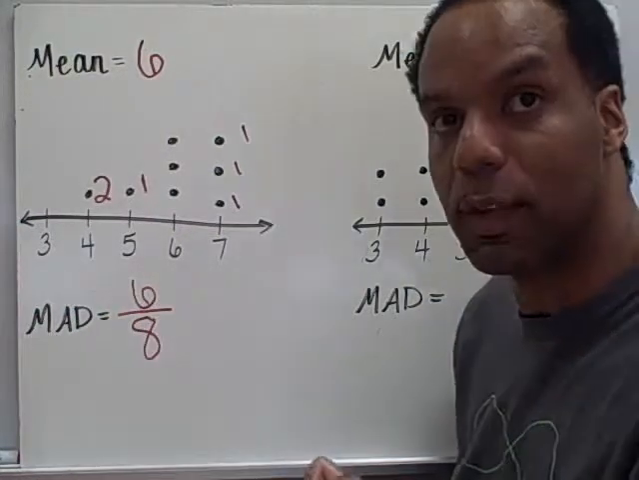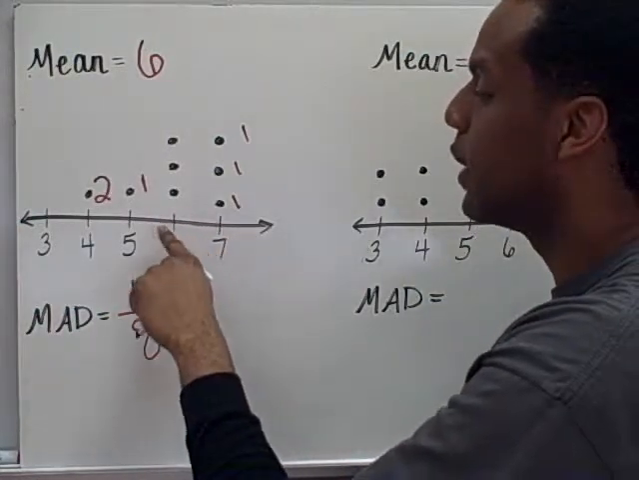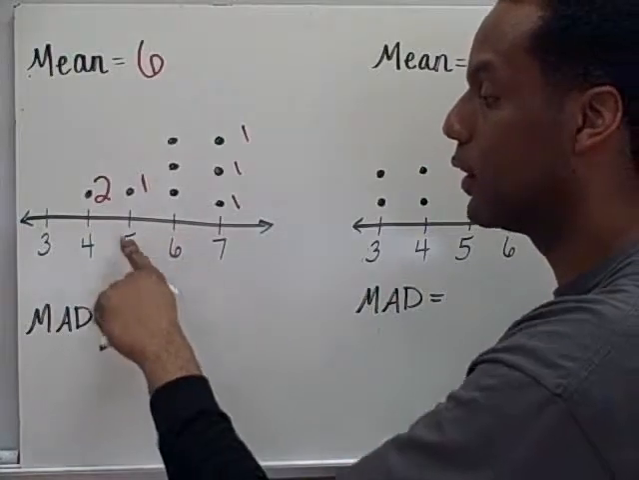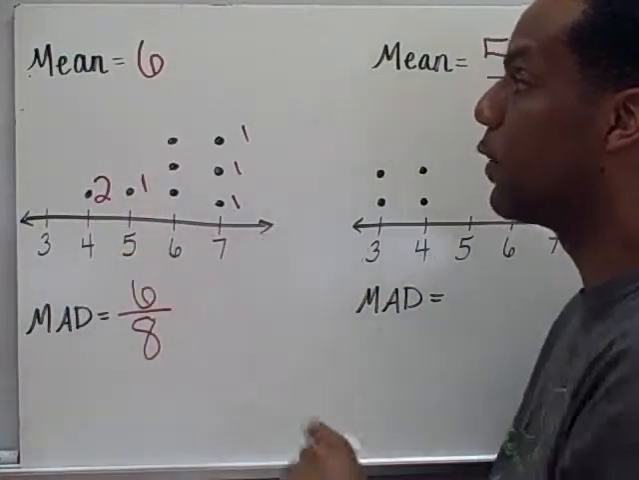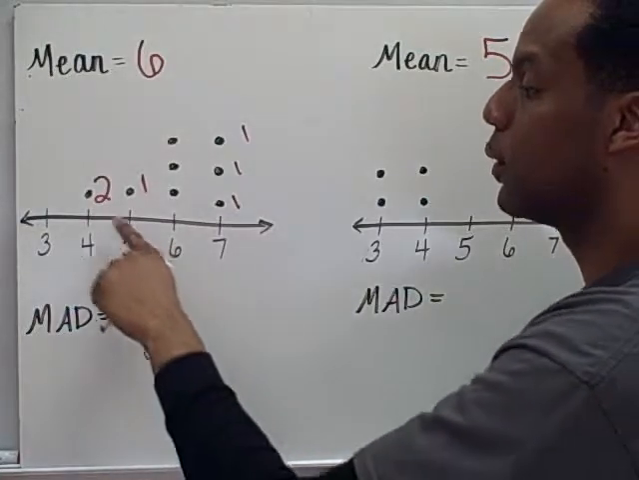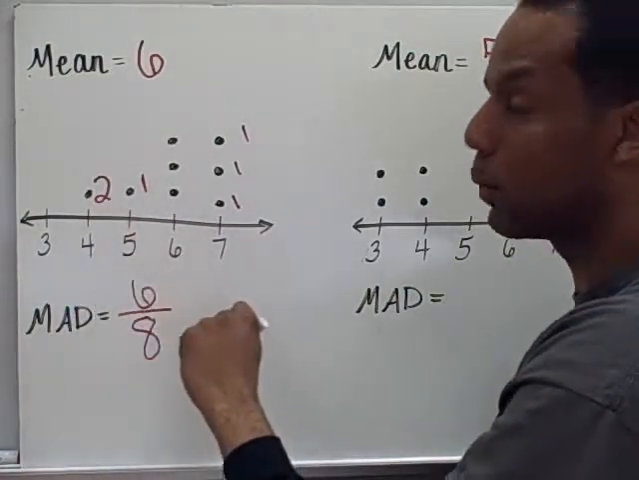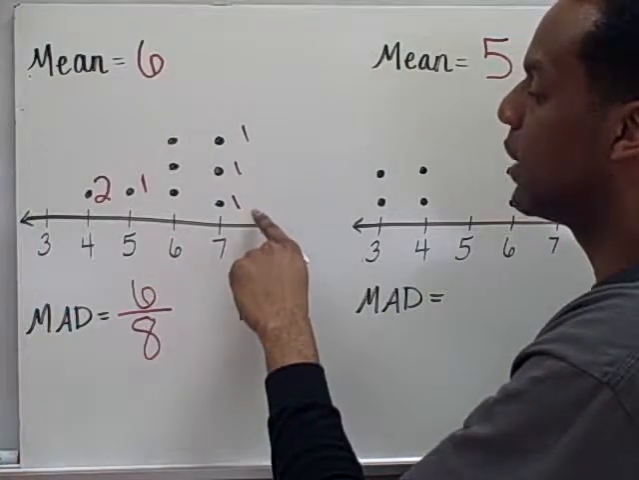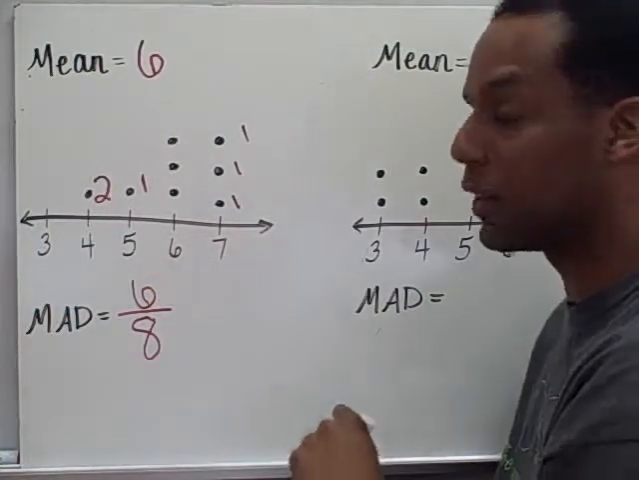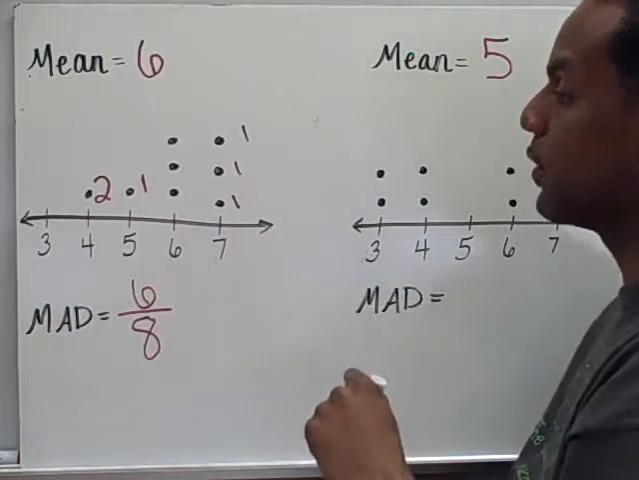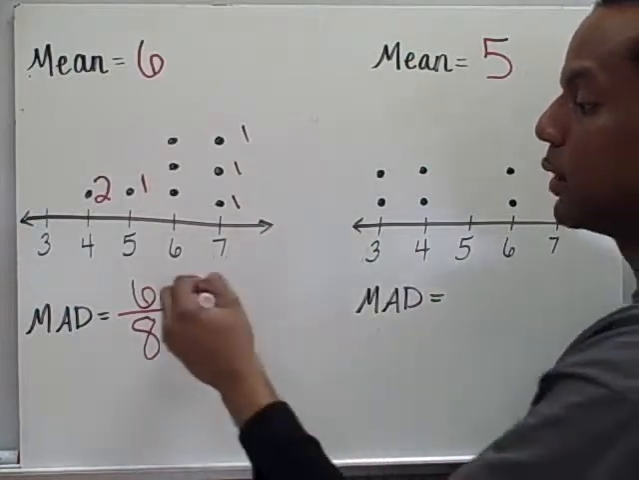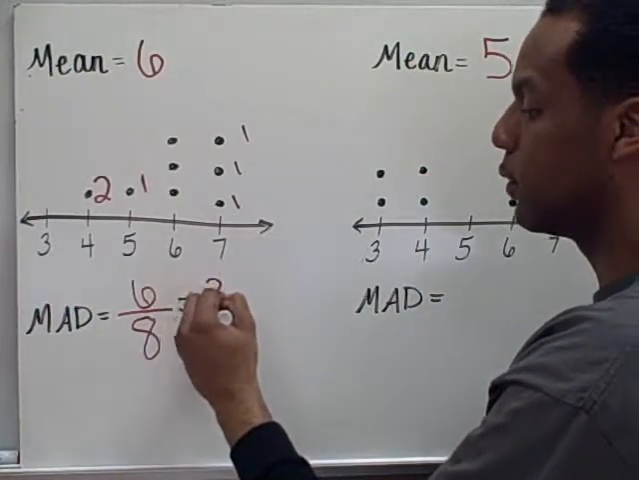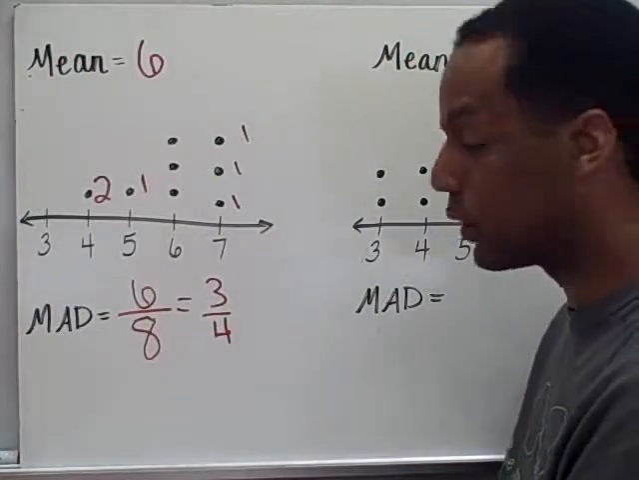For those of you who missed what I just did, I calculated how much each value is away from our mean, which is 6. So we know that 4 is 2 away from 6. We know that 5 is 1 away from 6, and that 7 is 1 away from 6. But there are 3 7s here, so that's why I put a 1 for each one. And this will then reduce to 3/4.